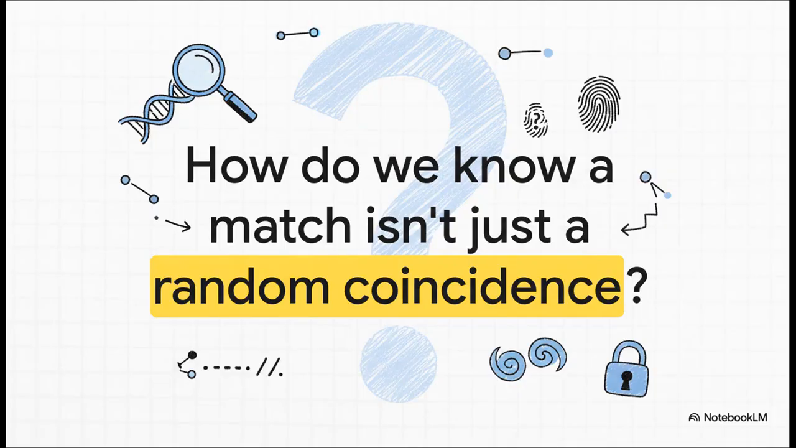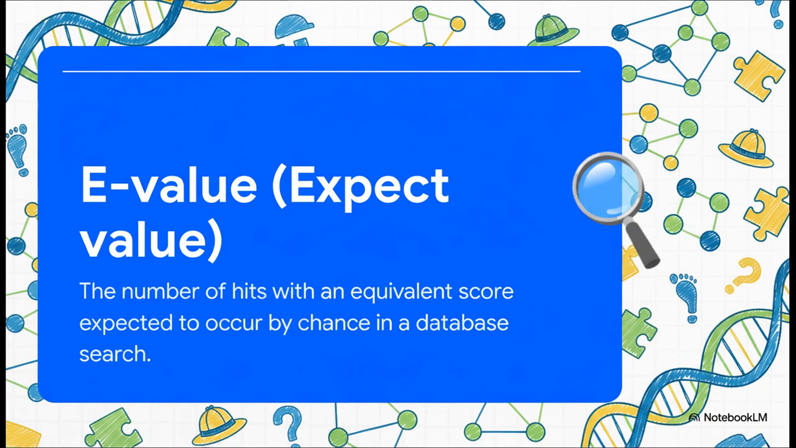But hold on a second. We're talking about a database with billions and billions of letters. How do we really know this match isn't just some random fluke? I mean, how can we be sure this is a genuine lead and not just a dead end? Well, this is where a little bit of statistics comes into play. We use this statistical measure called an e-value, which stands for expect value.